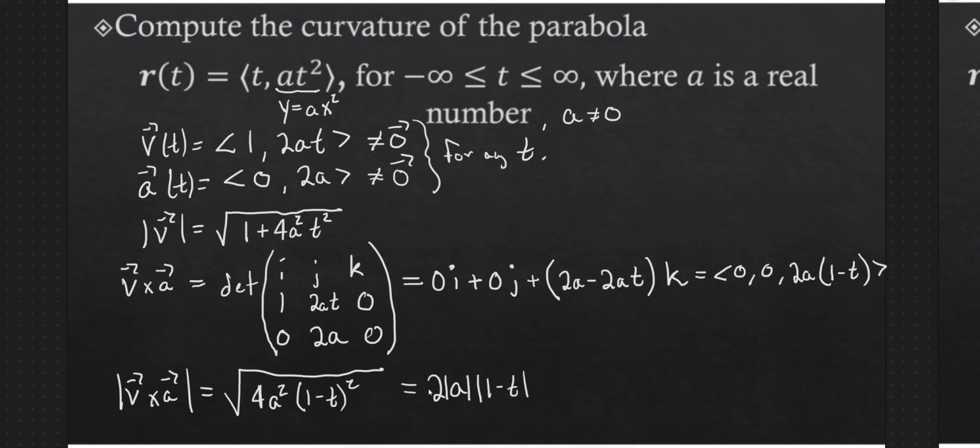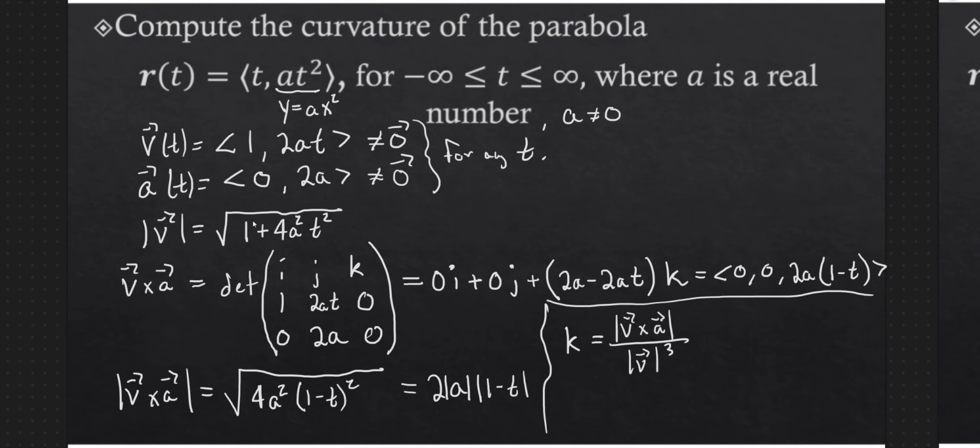All right, so remember that curvature. So now we have all of our pieces. Remember, this is how I recommend to do things. Get all your pieces together, your mise en place, and then compute. So curvature is the magnitude of v cross a over the magnitude of v cubed. So the magnitude of v was this. That means the magnitude of v cubed will be (1 plus 4a squared t squared) to the 1/2, so this will be to the 3/2.